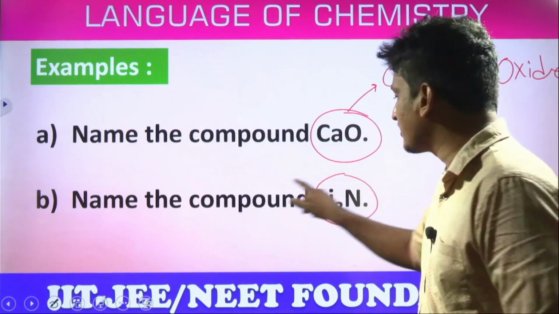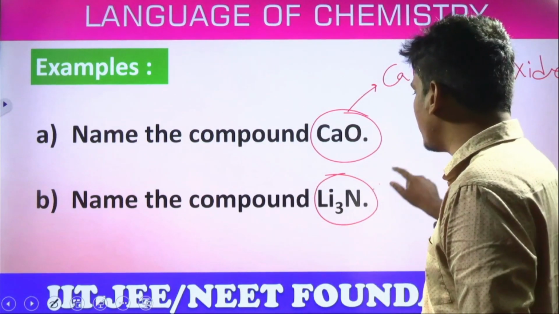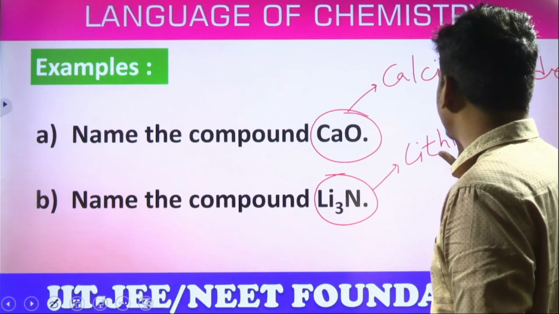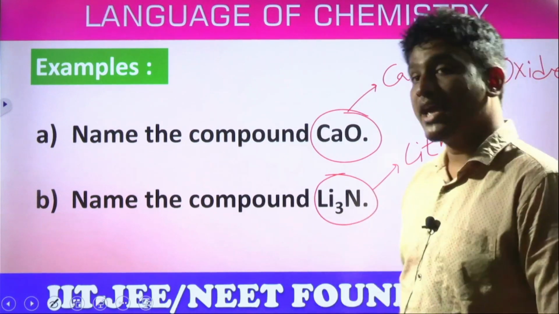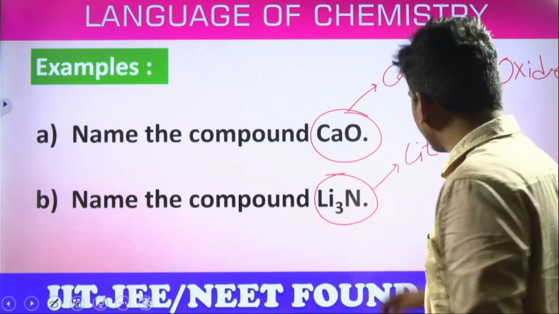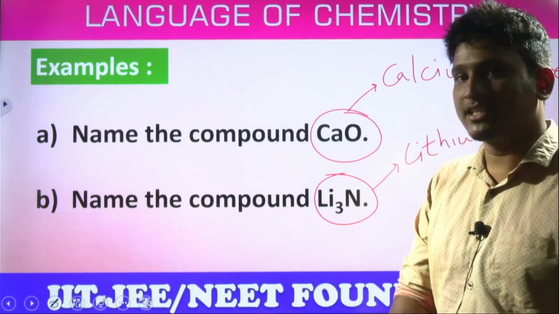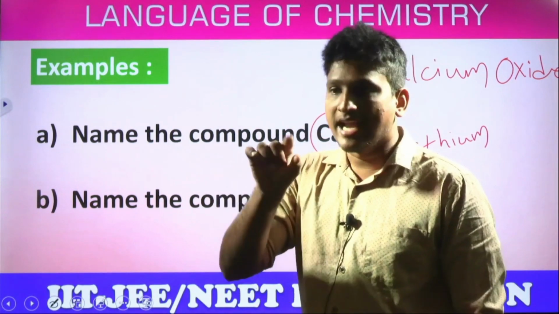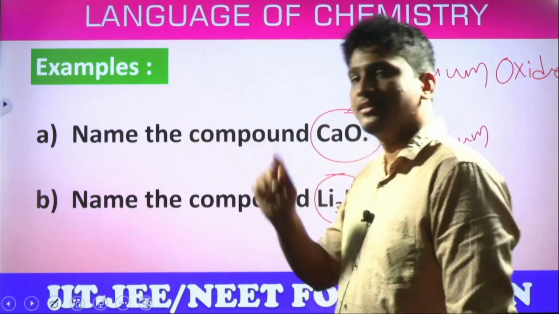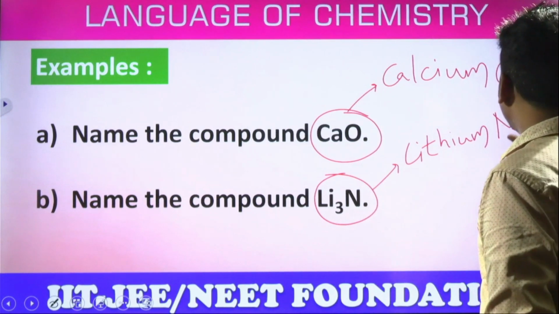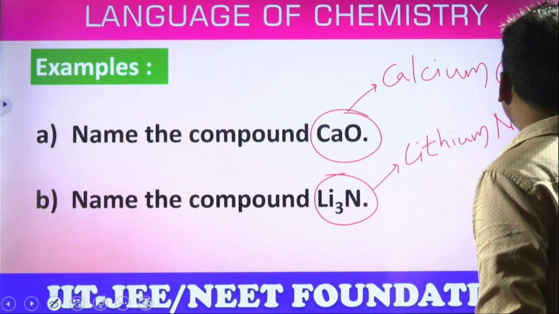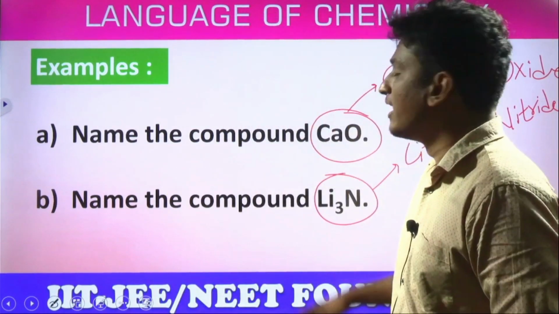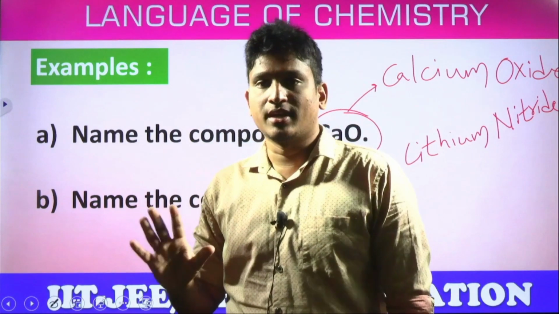So you try to name this compound, students. Li3N. What is Li? Which element? Lithium. Is there any change in this name? Nothing, there is no change in this name, lithium. And N represents nitrogen. So can we directly write nitrogen? No. Is it lithium nitrogen? No. Nitrogen should end with ide. That "gen" is replaced by "ide". So lithium nitride. This way you can name any number of compounds.